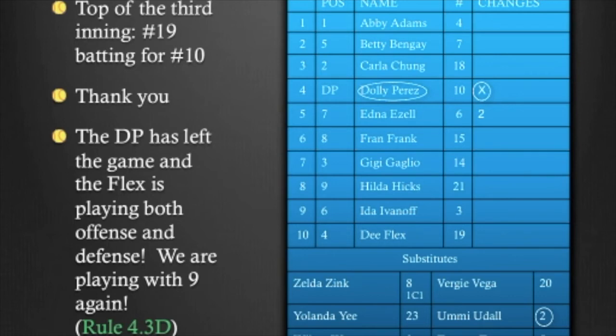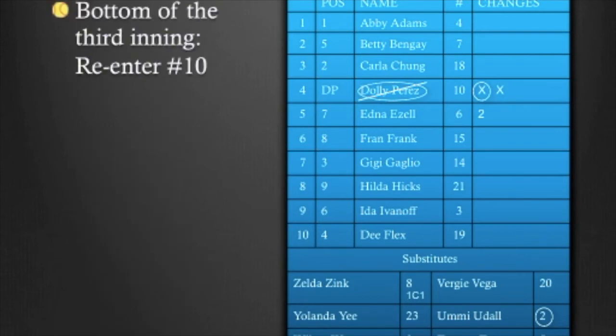I'm going to notate that. Anyone guess what I'm going to do? Just a new X. And why did I do this? Not only is she out of the game, but she's done for the day, right? Because she's a starter. She's already re-entered once. Okay, good. Okay, which means at the bottom of this third inning, re-enter 10, Blue.